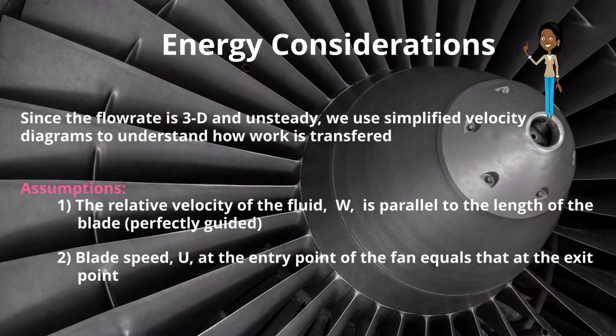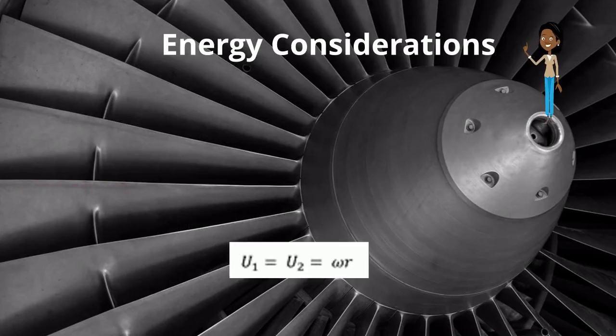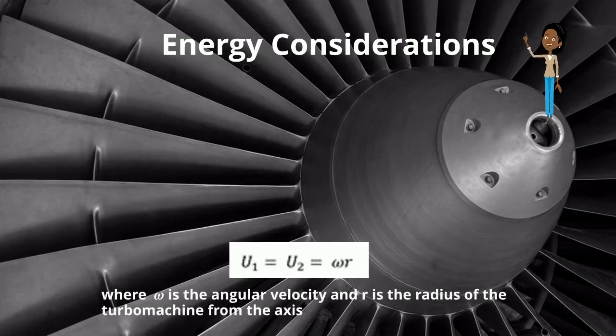And since our flow rates are going to be 3D and unsteady, we're going to make some assumptions to make our calculations a bit simpler. So first, we're going to assume that the fluid is perfectly guided by the plate. This means that the relative velocity, which is the velocity that someone would see if they were sitting directly on top of the blades, is going to be parallel to the length of the blade itself. And we're also going to assume that the blade speed at the entry point is equal to that at the exit point. And we define the blade speed to be the angular velocity times the radius of the turbo machine.